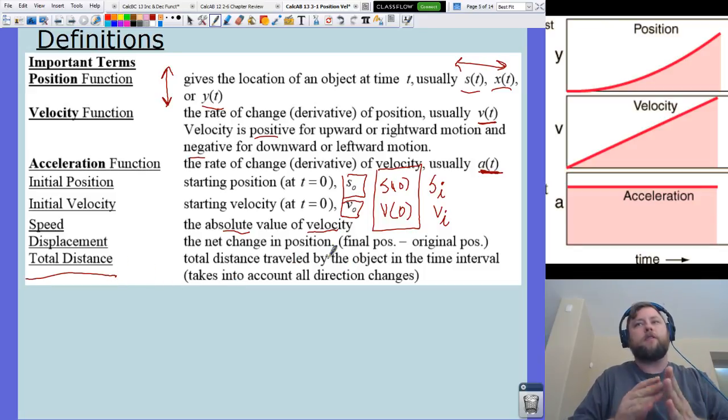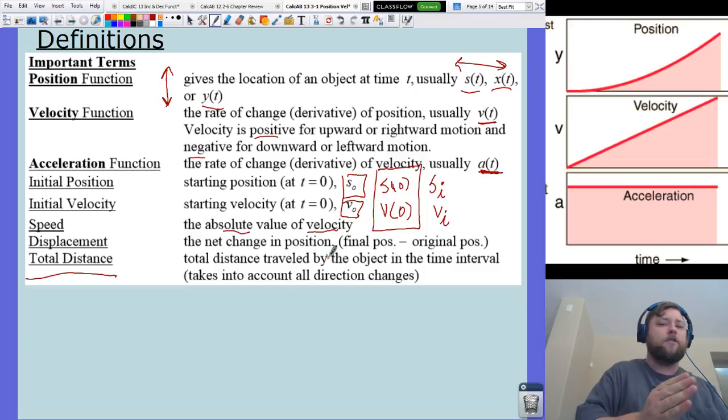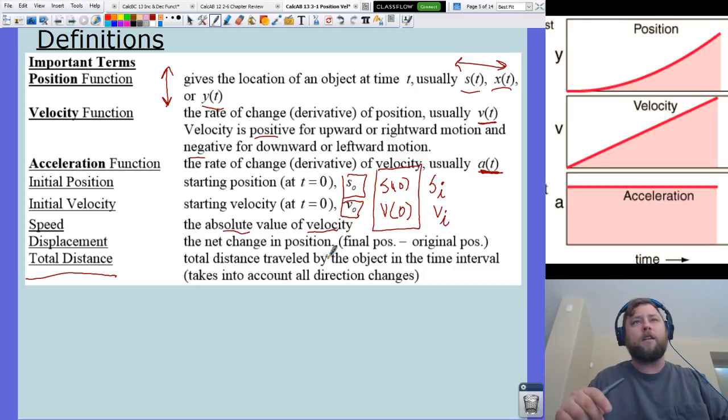Because sometimes you might travel in the positive direction and negative direction, and you get back to the same spot, but total distance would be accounting for all that movement. Displacement doesn't account for that movement. It just looks at where you're at the start and where you're at the end. Doesn't care what kind of loops you did to travel there.